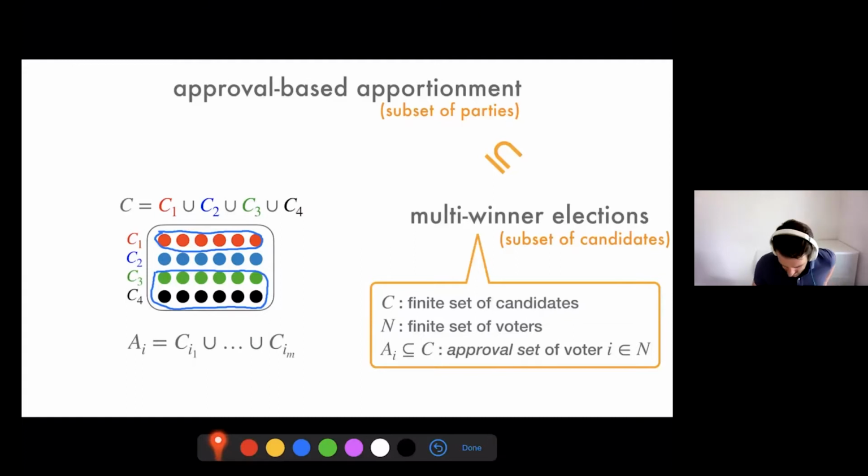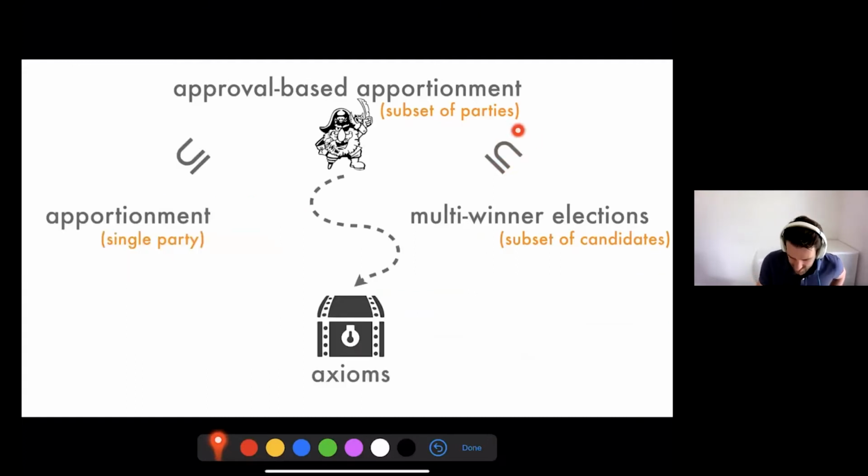Okay, and this explains this other inclusion here. So we have kind of nicely sandwiched our setting between two established settings. On the one side, apportionment, which is more restrictive. On the other side, approval-based multi-winner elections, which is more general. And in our quest to find new axiomatic results, we will actually make use of both these inclusions. So what I've just said is that by this inclusion here, we can use rules and axioms from the multi-winner election literature and directly apply them to our setting. And doing that, we get results for free.